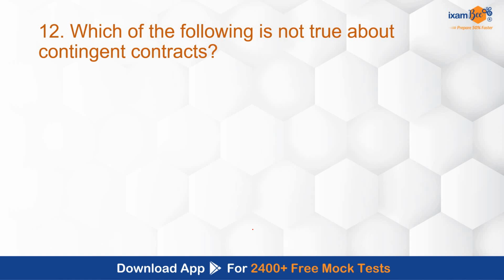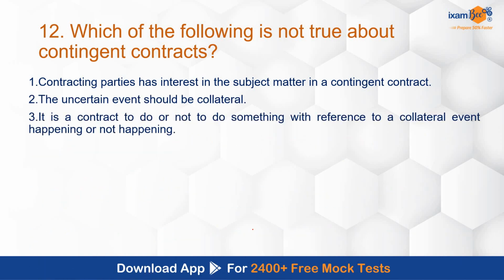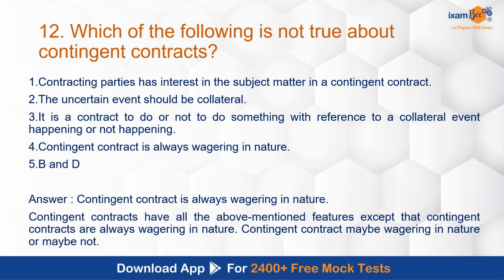Question number 12. Which of the following is not true about contingent contracts? Contracting parties have an interest in the subject matter in a contingent contract. Uncertain events should be collateral. It is a contract to do or not to do something with reference to a collateral event happening or not happening. Contingent contract is always wagering in nature. B and D. The correct answer is: contingent contract is always wagering in nature. Contingent contracts have all the above mentioned features except that. Contingent contracts may be wagering in nature or may not be.